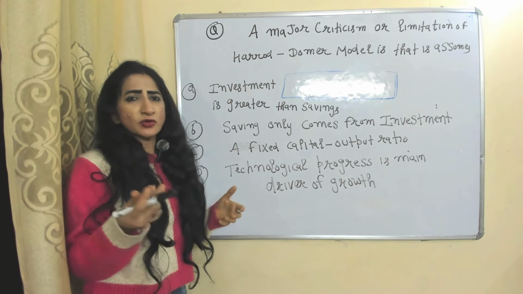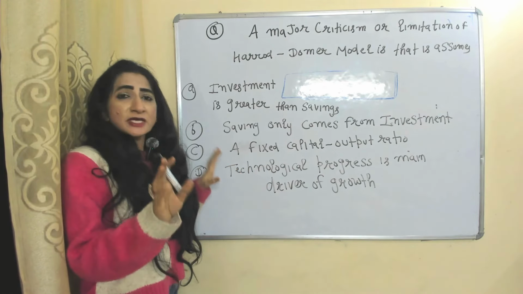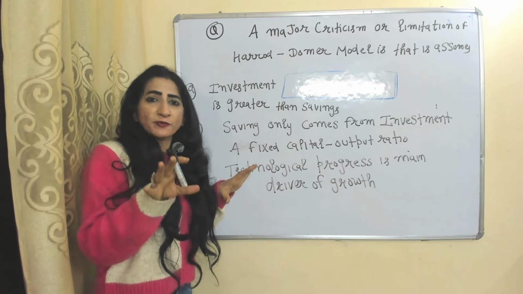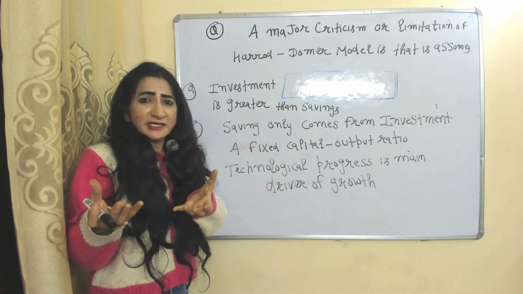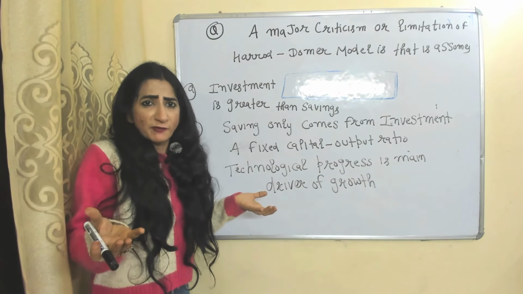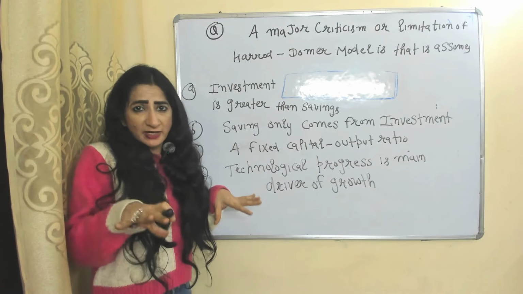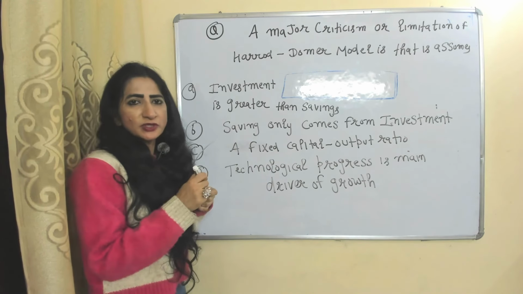Major criticism, or you can say the limitation, of the Harrod-Domar model: as we know, the Harrod-Domar model assumes a fixed capital output ratio. In reality, the capital output ratio is not fixed. How can the capital output ratio remain fixed? So this is a major limitation of the Harrod-Domar model. So C is our right option, fixed capital output ratio.